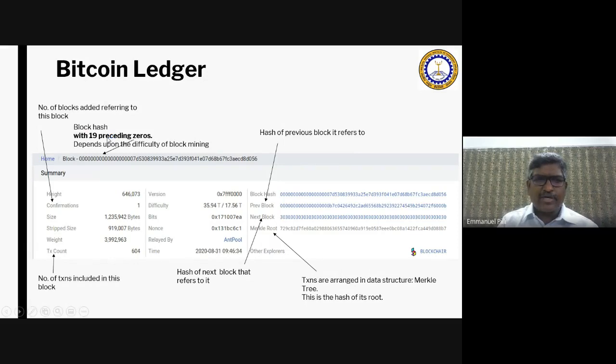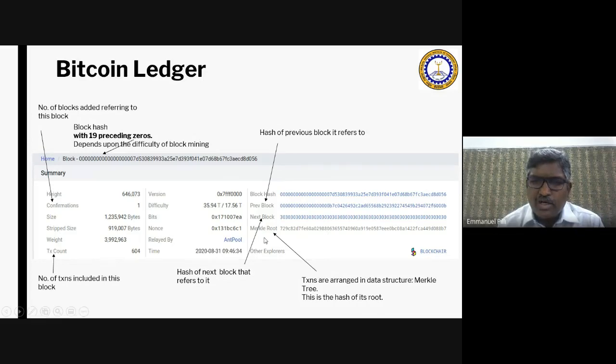This is where the cryptography comes in. 19 preceding zeros must be there before the hash value. So when you try to create the next block, the present block hash of this block is the same as here. So this is the block hash. The previous block hash also has 19 preceding zeros. The next block hash is what you have to create.